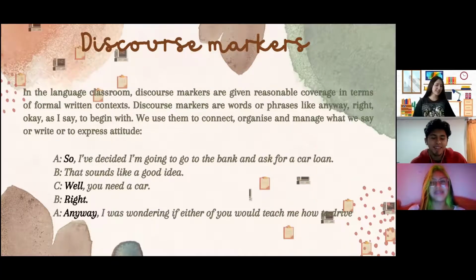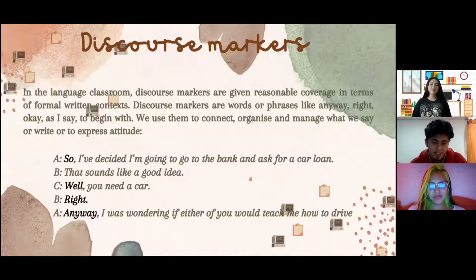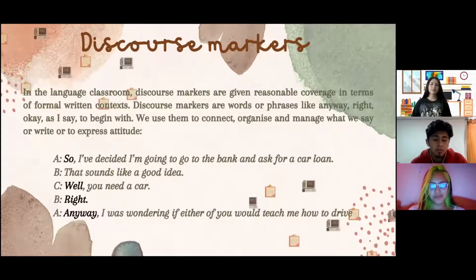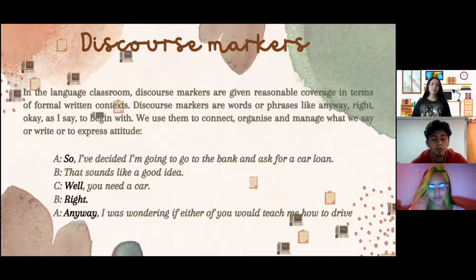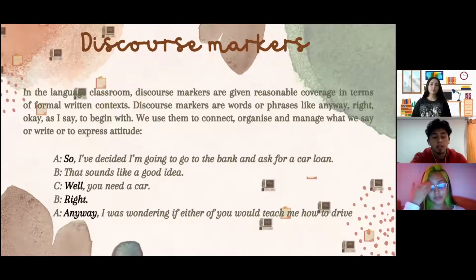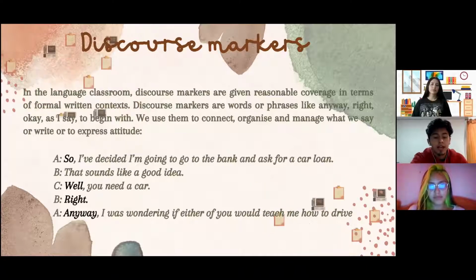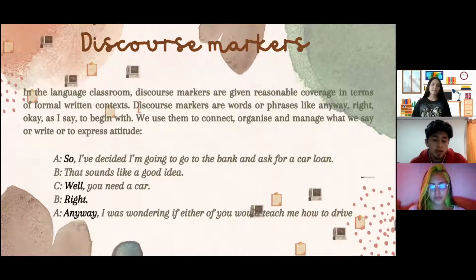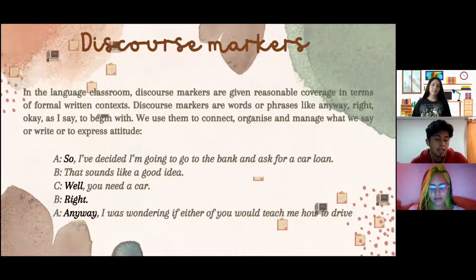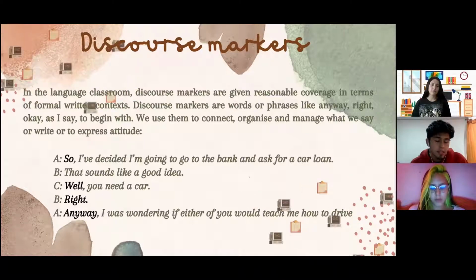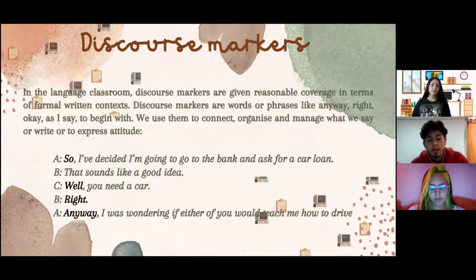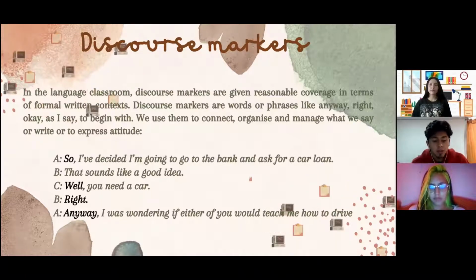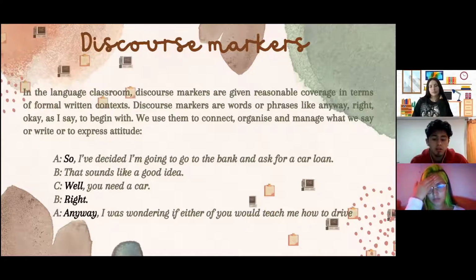So we have the discourse markers. In this section, we have a number of uses. "So" marks the beginning of a new part of the conversation. So we have a conversation here. A says, "So I've decided I'm going to go to the bank and ask for a loan." B says, "That sounds like a good idea." C says, "Well, you need a car." B says, "Right." And A says again, "Anyway, I was wondering if either of you would teach me how to drive."